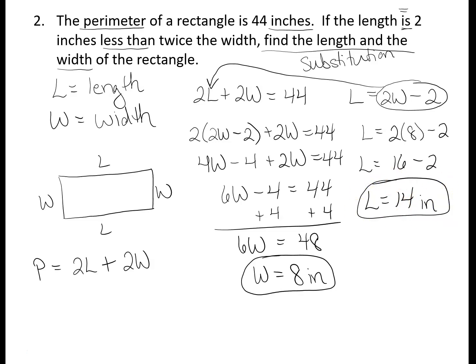Okay, so let's check. We don't have to write it out, but let's just think about it. And maybe you do want to write it out. It should give a perimeter of 44. So if L is 14, and this is 14, this is 8 and 8. Well, if we add all that up, 14 and 14 would be 28. 8 and 8 would be 16. And that would end up giving us 44 as our perimeter.